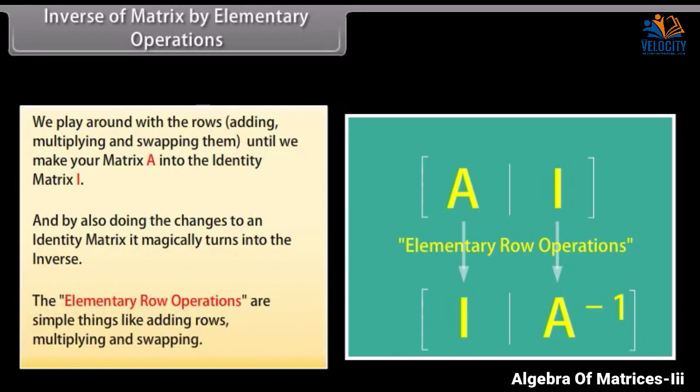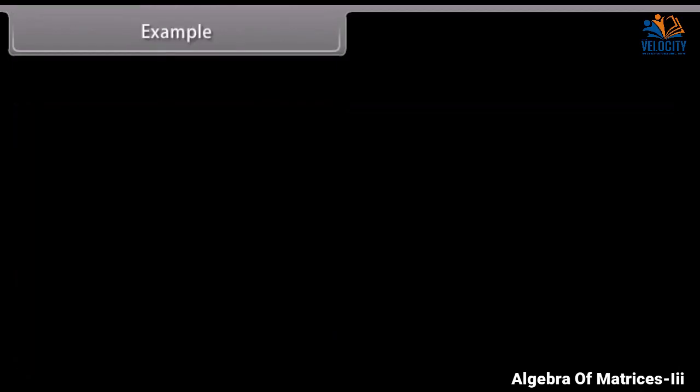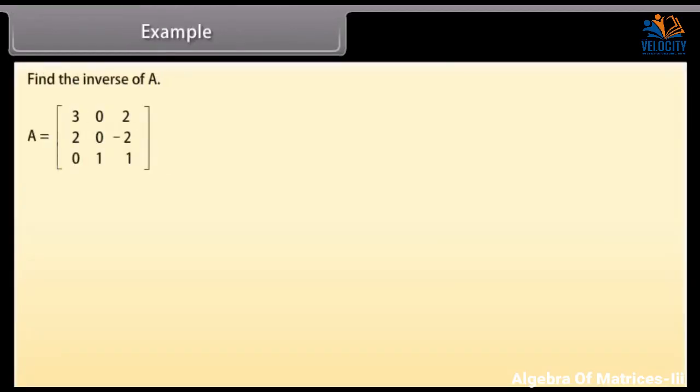The elementary row operations are simple things like adding rows, multiplying, and swapping. Let us go through an example in the next screen. Example. Find the inverse of A.